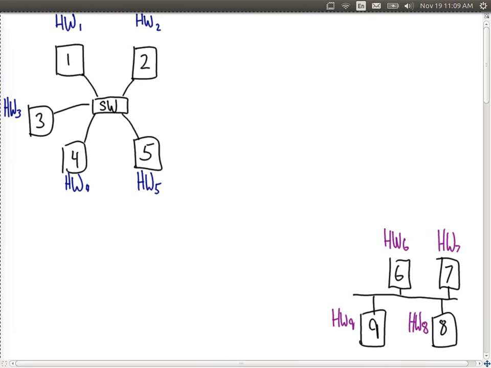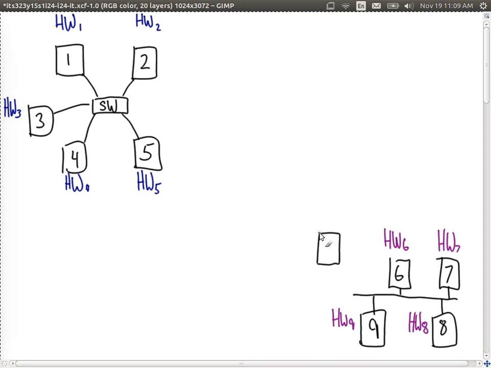Let's add a third network. In this case, assume it's a wide area network that connects two devices, let's say by a single link, and this will be a wide area network across a large distance. And let's call them A and B.